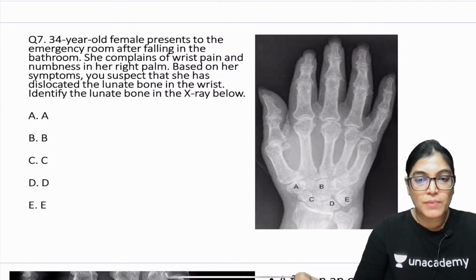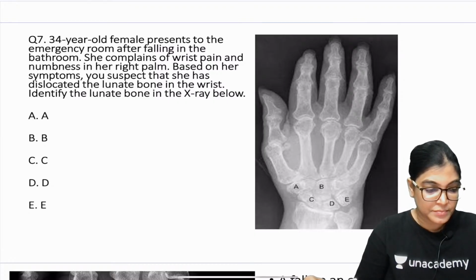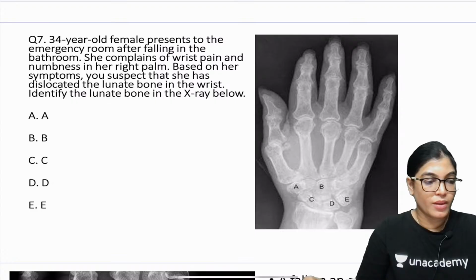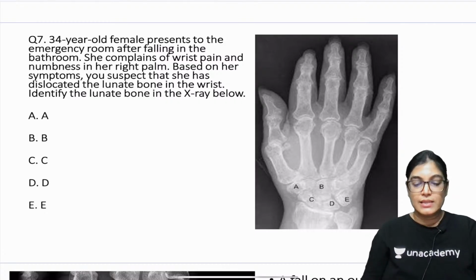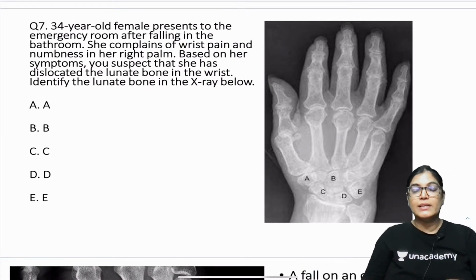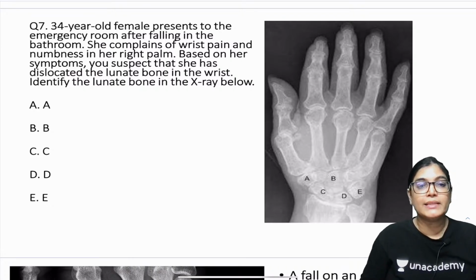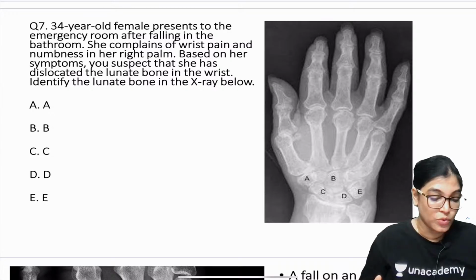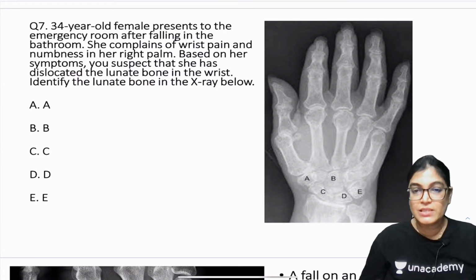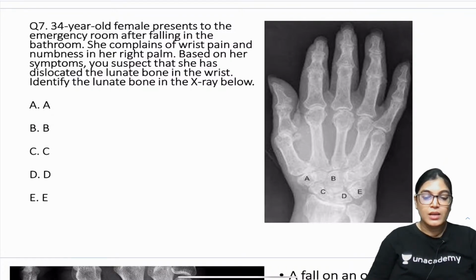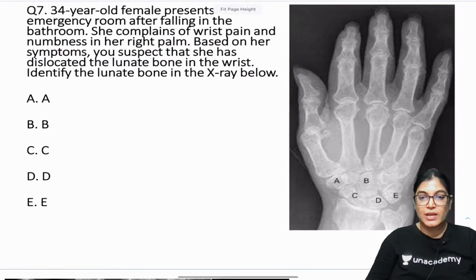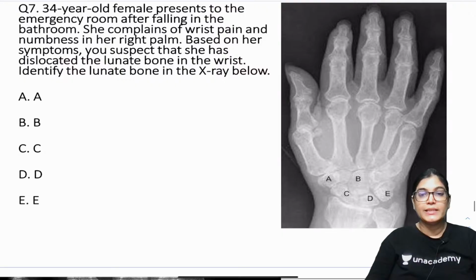So your time starts now. Mark the correct answer, whether it is A, B, C or D. Okay, you can clearly see, let me slightly enlarge it. You can clearly see the radiological image, and you have to identify the lunate bone. Which is the lunate bone? You have to identify whether it is A, B, C, D, E. Now you can clearly identify the lunate bone.